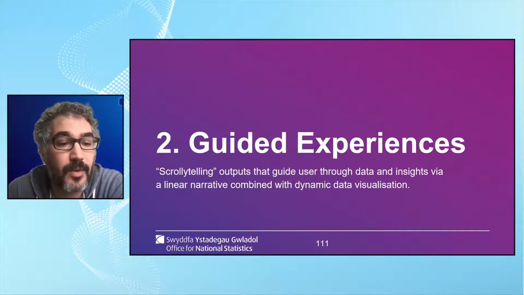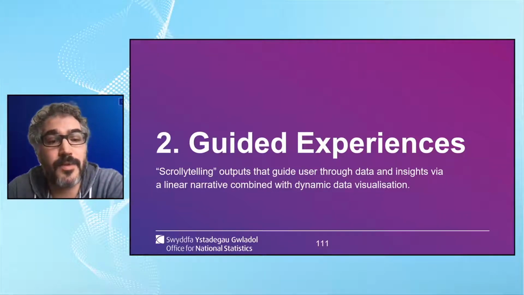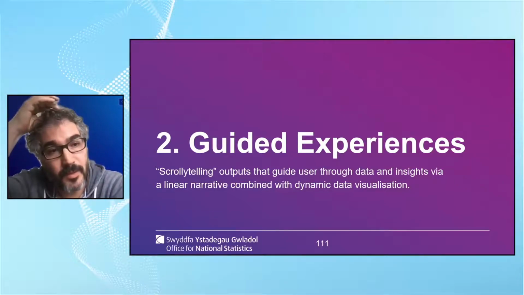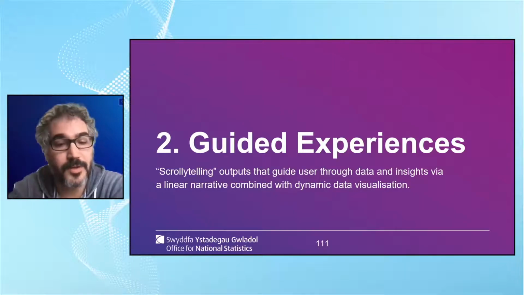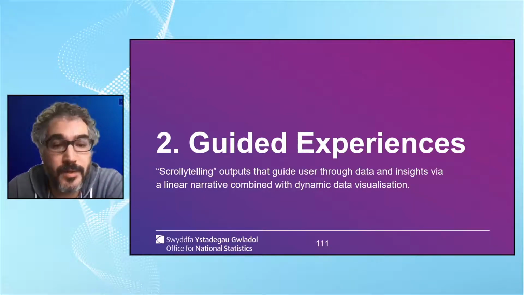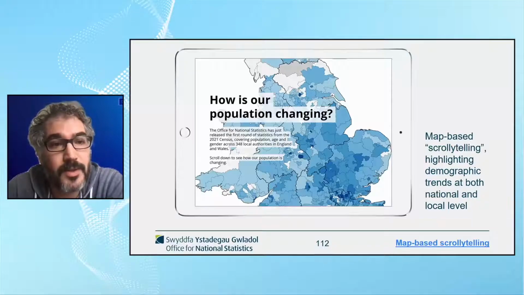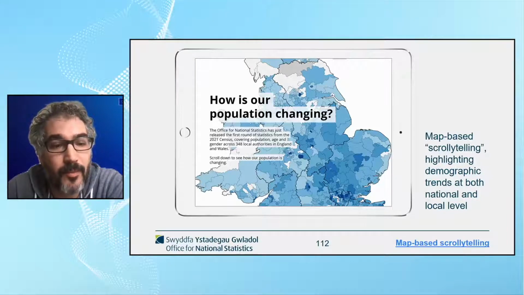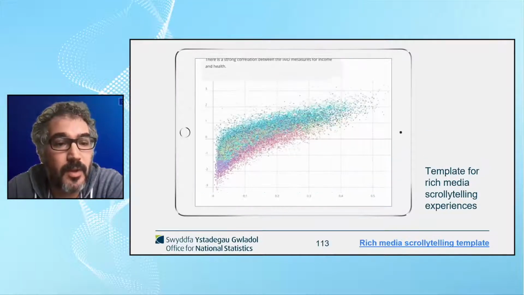So the second area we're looking at is guided experiences, particularly scrolly telling. So this would be basically linear narratives that lead you through potentially complex charts and maps to explain particular topics. So this is where there's a number of insights that we want to communicate in this way. So one is map based, where the map would respond to the captions.